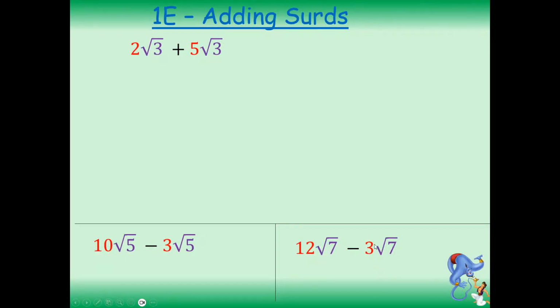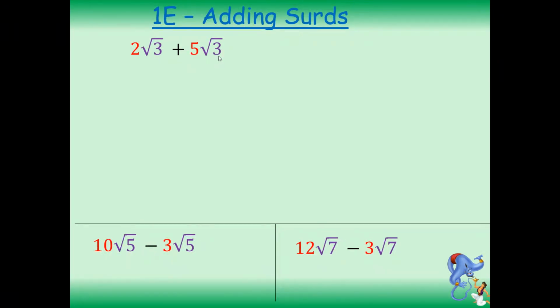Now, in this example, we're going to add surds. I've put some color code in here so you understand what's happening. If you're adding 2 lots of root 3 plus 5 lots of square root 3, it's like apples and apples.